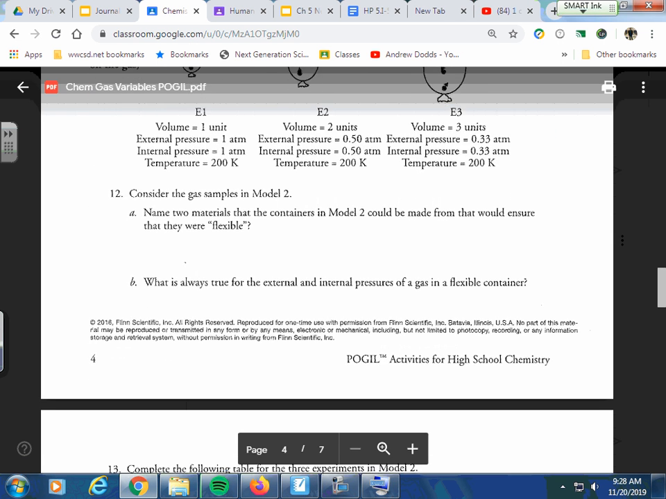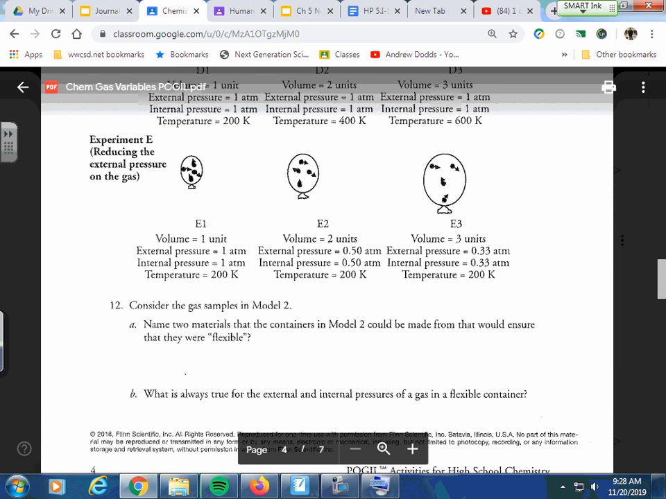So if we go to number 12 here, what did you guys put for materials that they could be made of that would be flexible? Rubber? Latex? Did you guys come up with anything else? I also told some people bubble gum would work. Oh, you can blow bubbles with bubble gum, right? You can make them big, small, expand, contract. We can make them contract if we take air out.